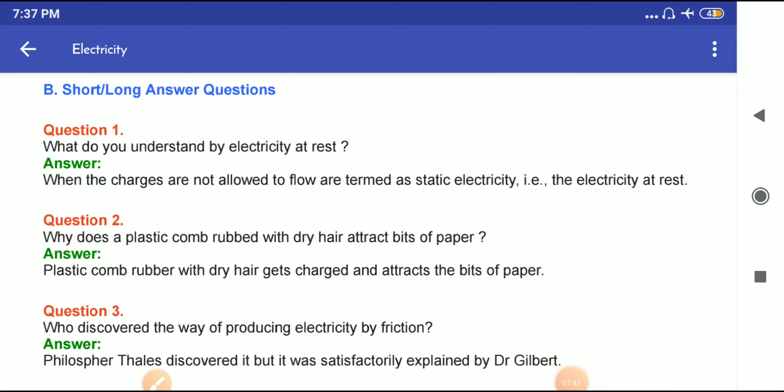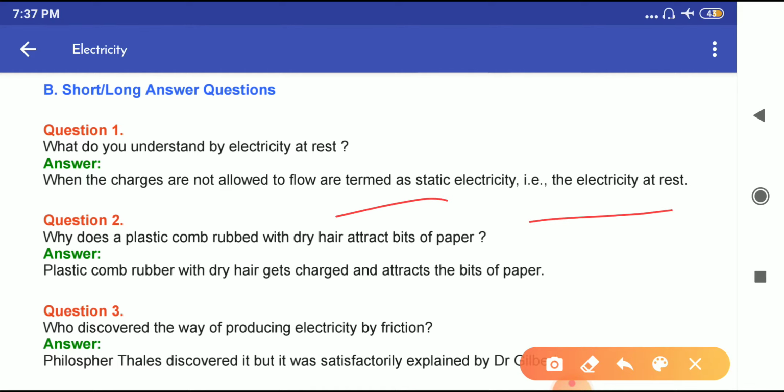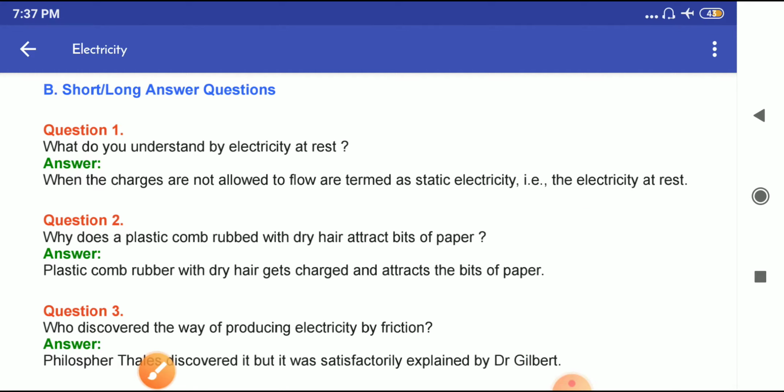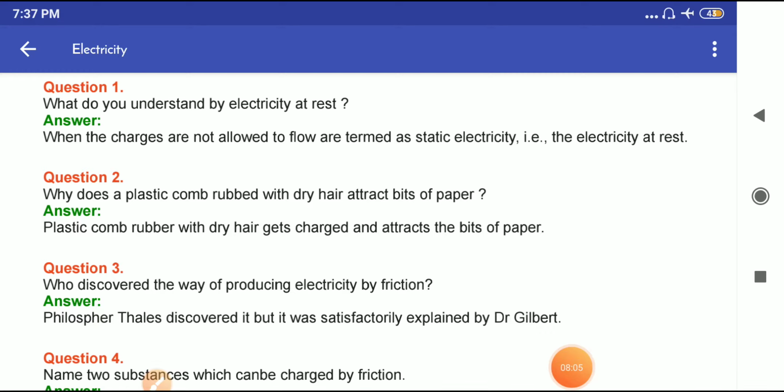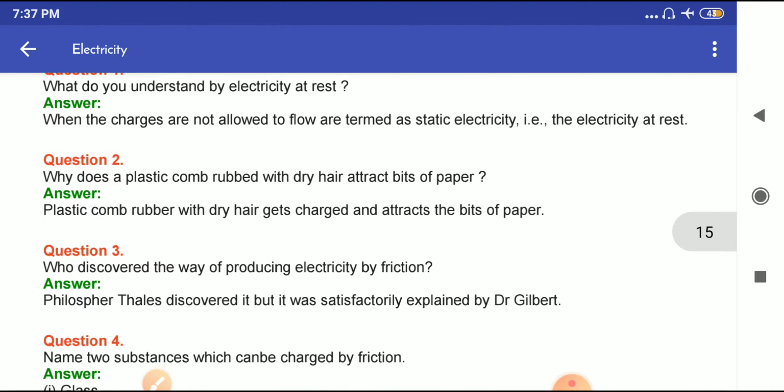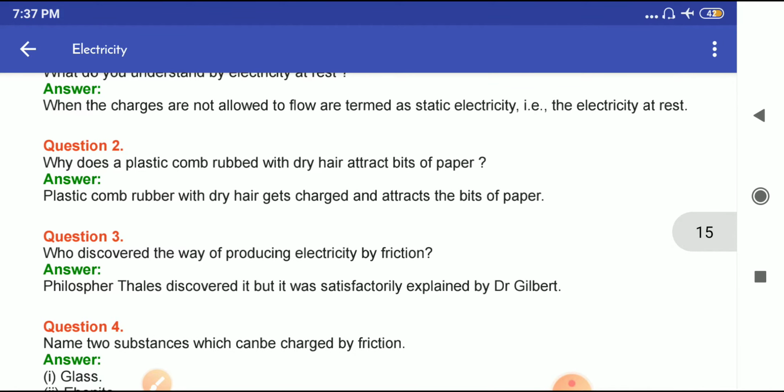First question is, what do you understand by electricity at rest? When the charges are not allowed to flow, it is termed static electricity, that is, the electricity at rest. Now question number 2. Why does a plastic comb rubbed with dry hair attract bits of paper? A plastic comb rubbed with dry hair gets charged and attracts the bits of paper. This is rubbed, R-U-B-B-E-D.